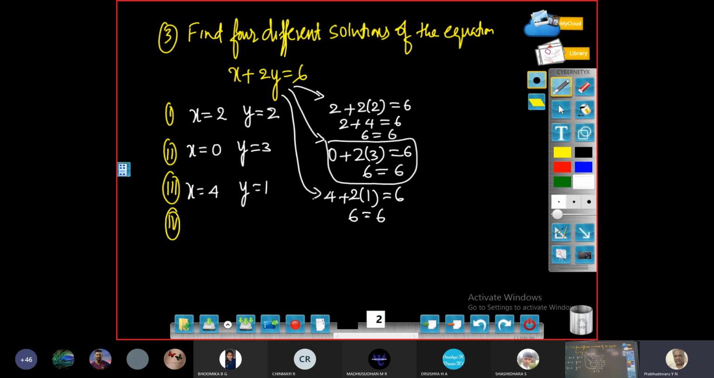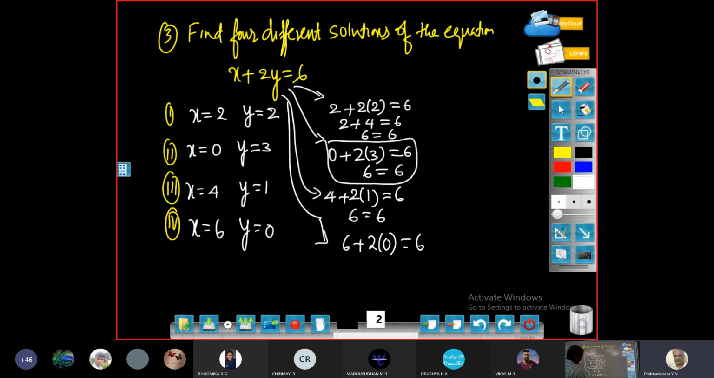One more. X is equal to 6, y is equal to 0. Okay, so substitute this. X is equal to 6, 2 into 0 is equal to 6. So this is 6 plus 0 is equal to 6. 6 is equal to 6. So that is also a solution. Now these are the solutions, the 4 solutions they asked.